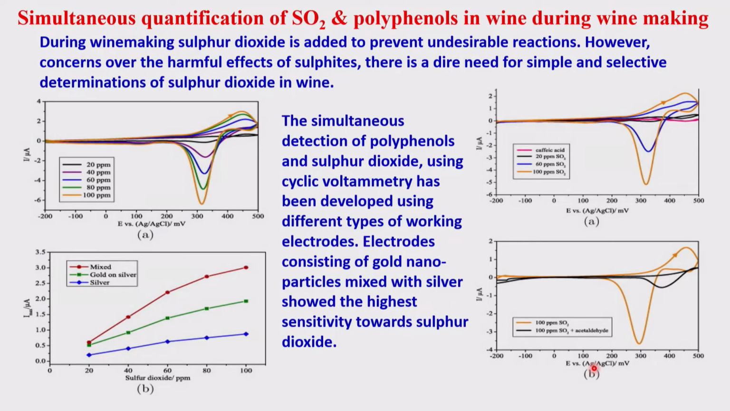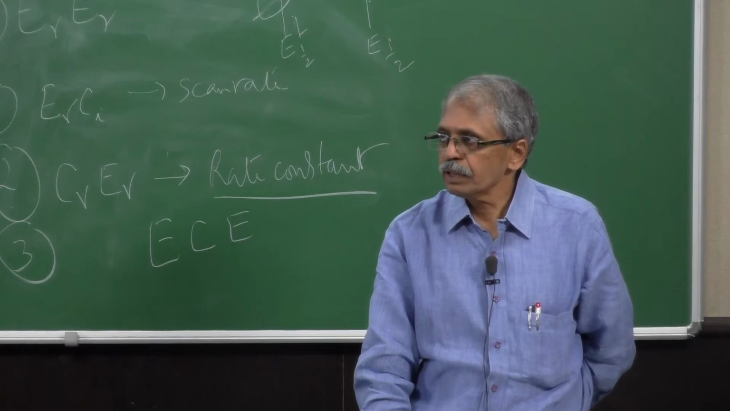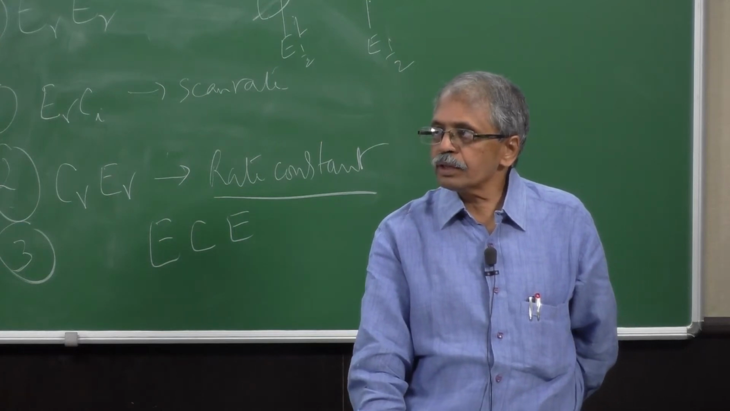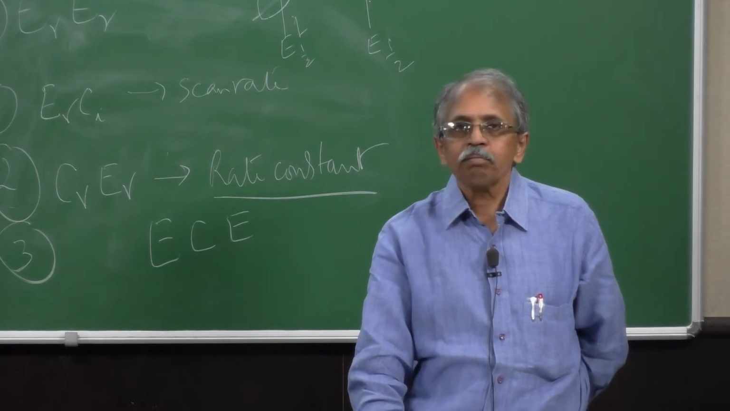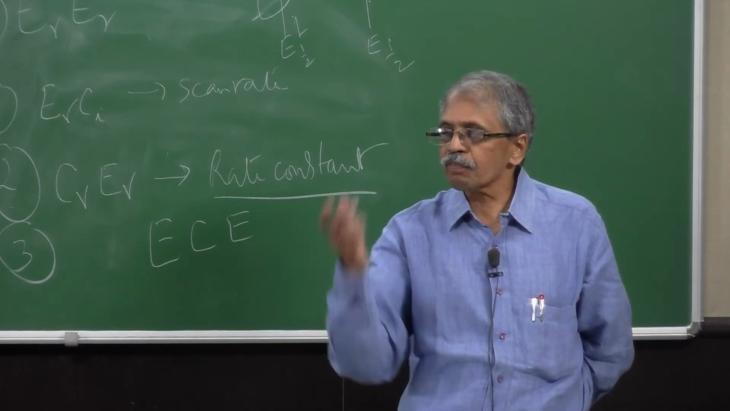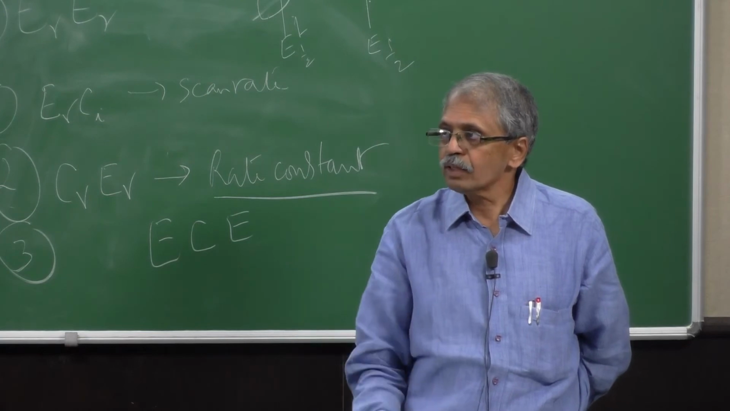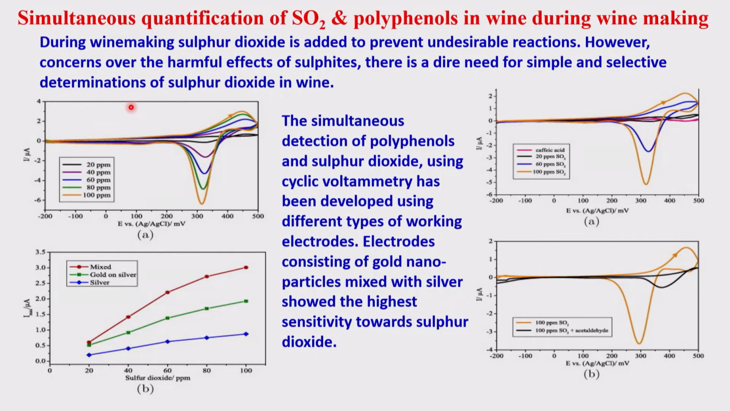Okay, on the application side, for example, in the wine making process, they use sulfur dioxide. This is added to prevent certain unwanted reactions, but there are some side effects, because this sulfur dioxide in the dissolved form can get oxidized to sulfites. Those sulfites are harmful to the body. So one needs to know how much sulfite is there, and whether they have been able to remove the sulfite completely from that wine.